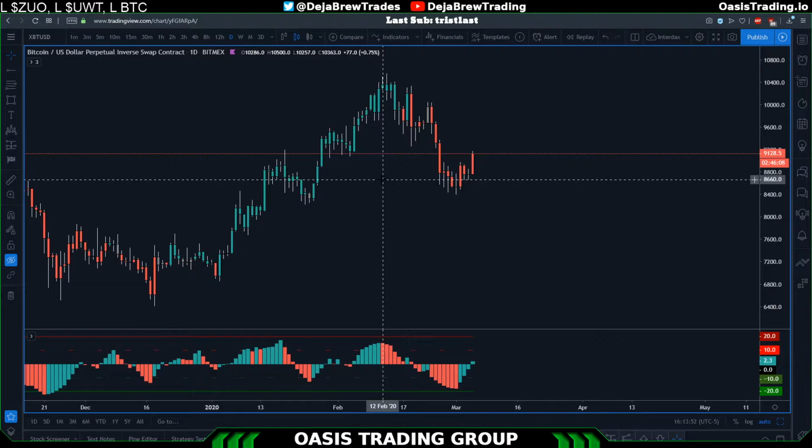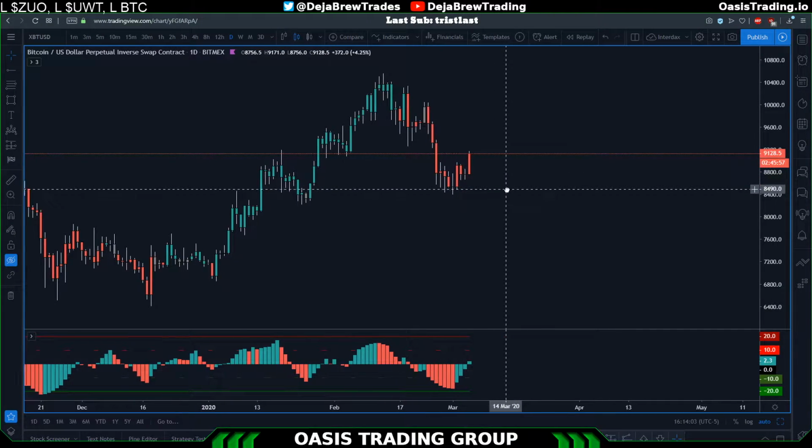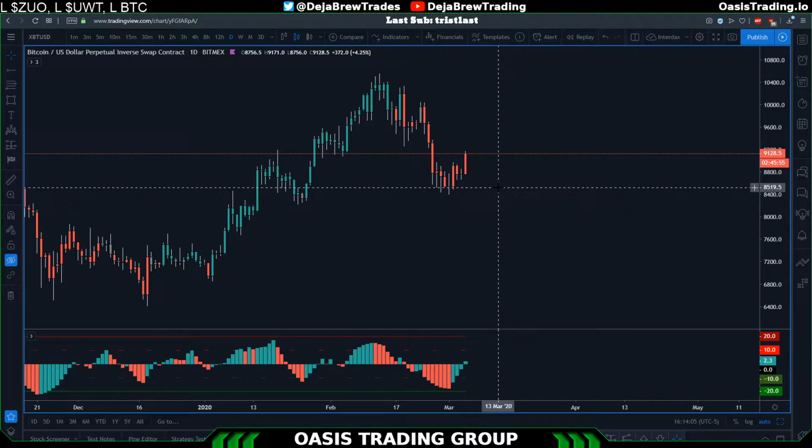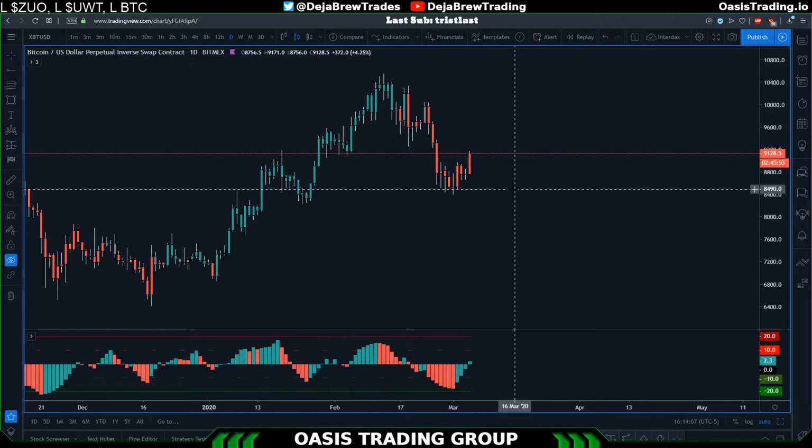And I've been long since the bottom in Discord. If you guys have been in Discord, you already know this. I've been building a long for basically the entire time that we were in this accumulation. And yeah, we're doing pretty good. I think we're up like 4% already. It's about a 2x to 3x long, so doing very good on my account so far this month.